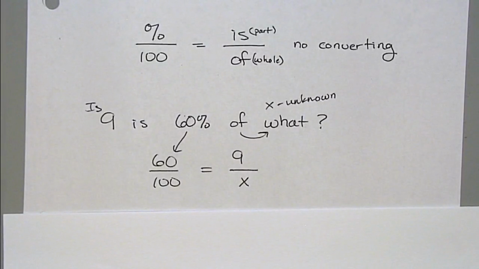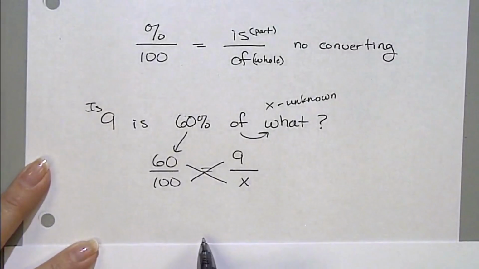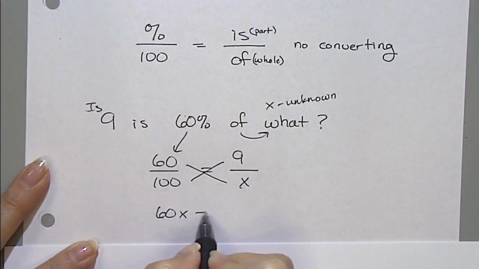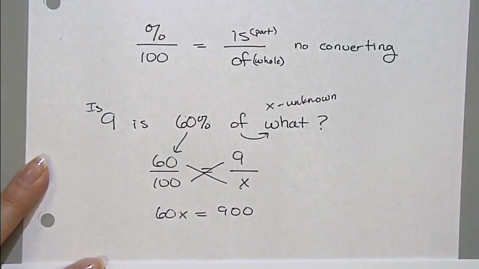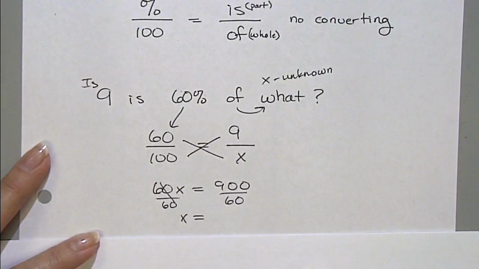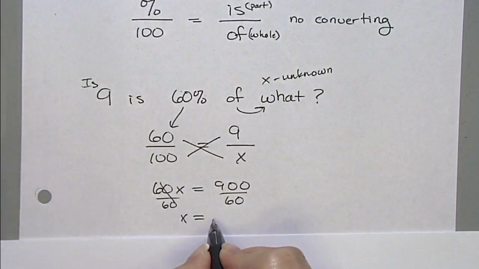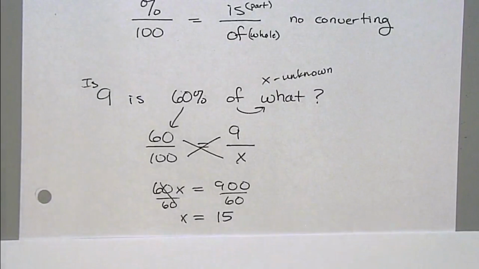To solve a proportion, you can just cross multiply. You can simplify if you want, but there's no need to do that. It's whatever you want to do. When you cross multiply, you have 60 times x equals 9 times 100, which is 900. Then just divide both sides by 60. And you still should get 15, right? That's what we got last time. Yeah, so you still get an answer of 15.